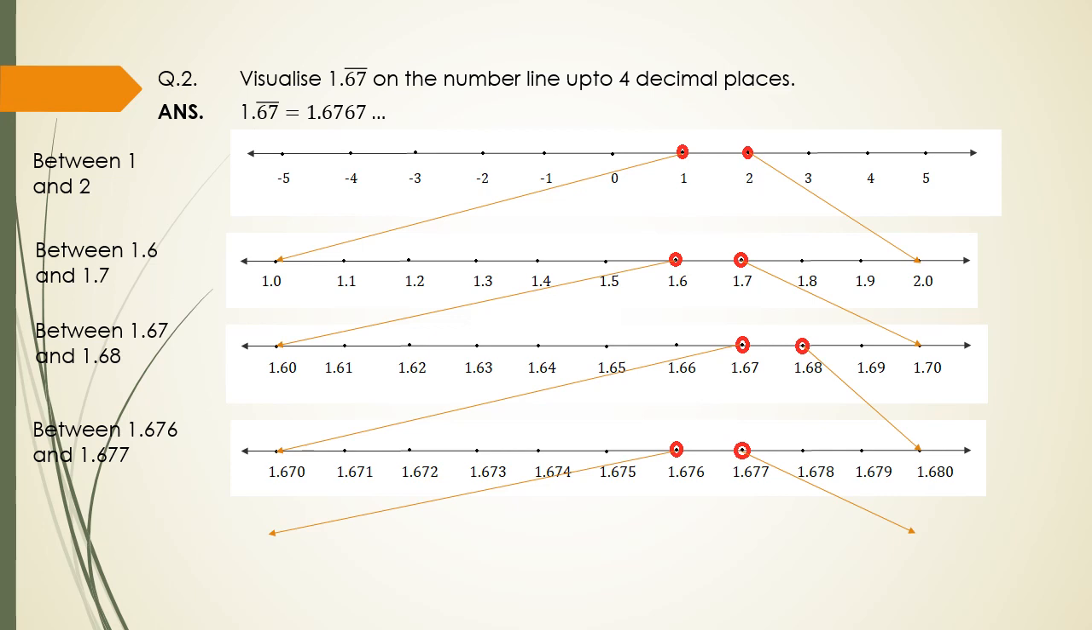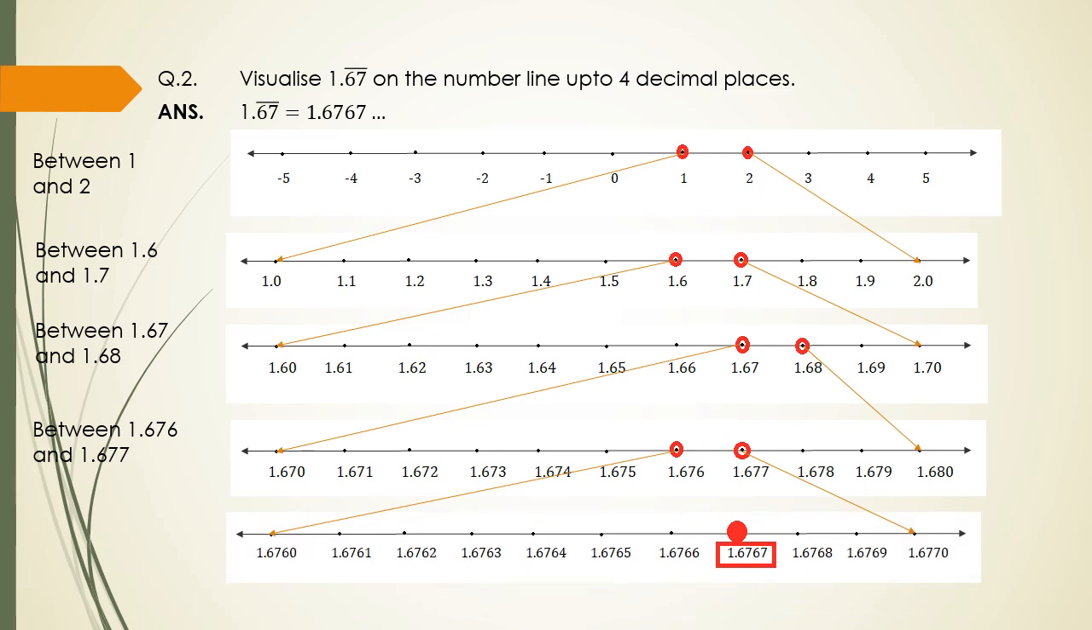1.676 will be written as 1.6760 and 1.677 will be written as 1.6770. So we have started from 1.6760 and again with the successive numbers like 1.6761, 1.6762 and so on up to 1.6770, which is nothing but 1.677. Getting it? So we have magnified the portion between 1.676 and 1.677. Now if you proceed in this way, you will come to the required number, that is 1.6767 on the number line.